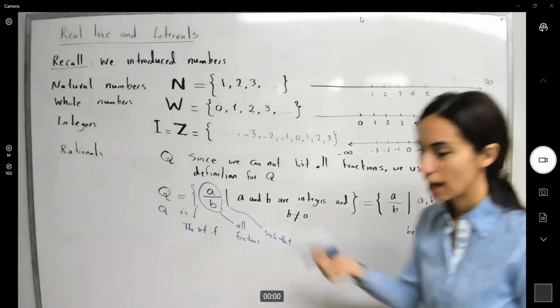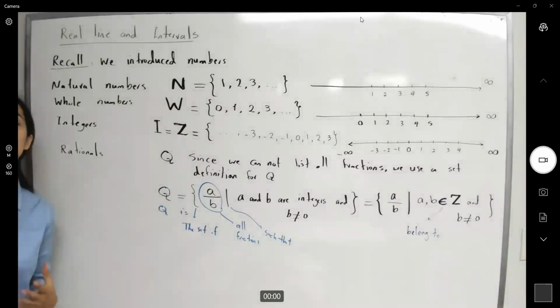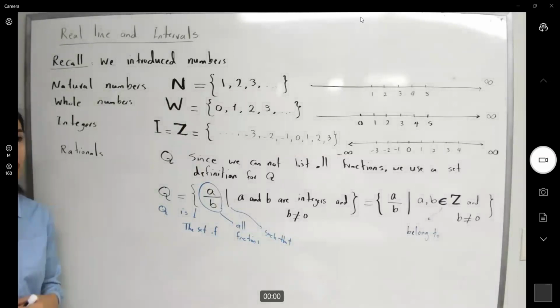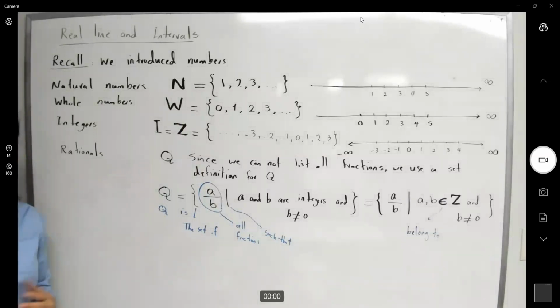Well, after defining rationals, I expect you to ask, what should I do with radical 2? What should I do with, for example, radical 3, the square root of 3? What should I do with pi? What about Napier numbers? Are those rationals? Those are not rationals. We call them irrationals.